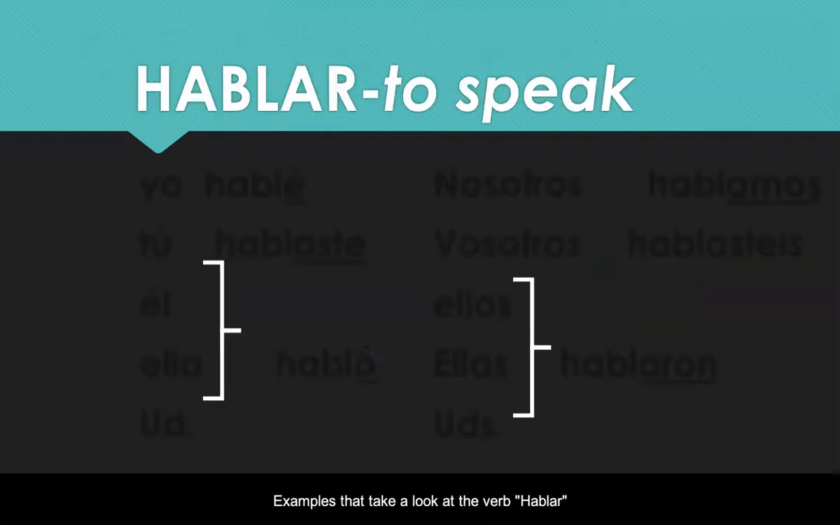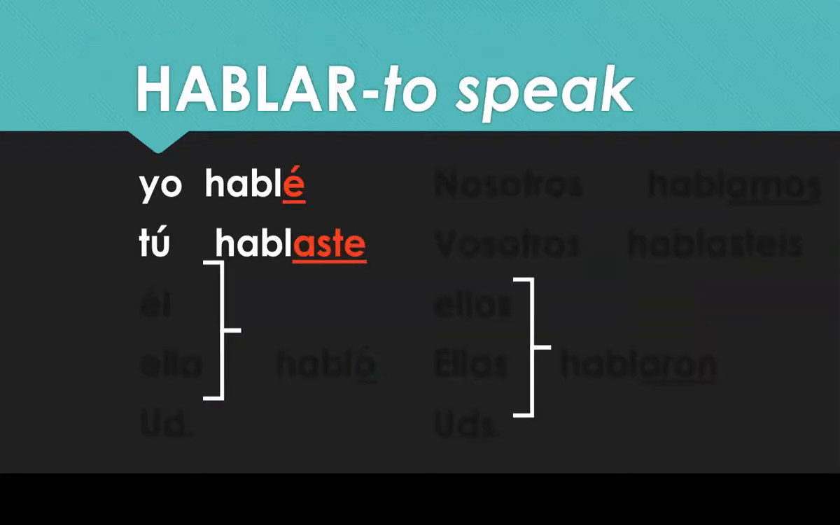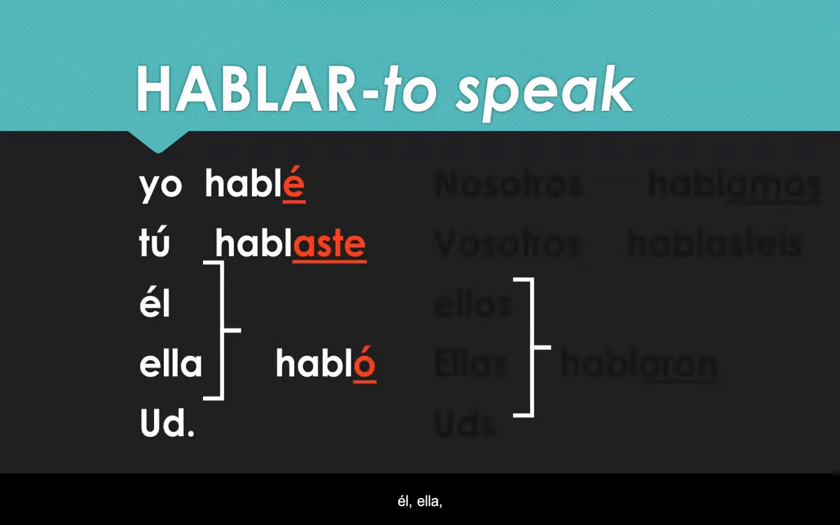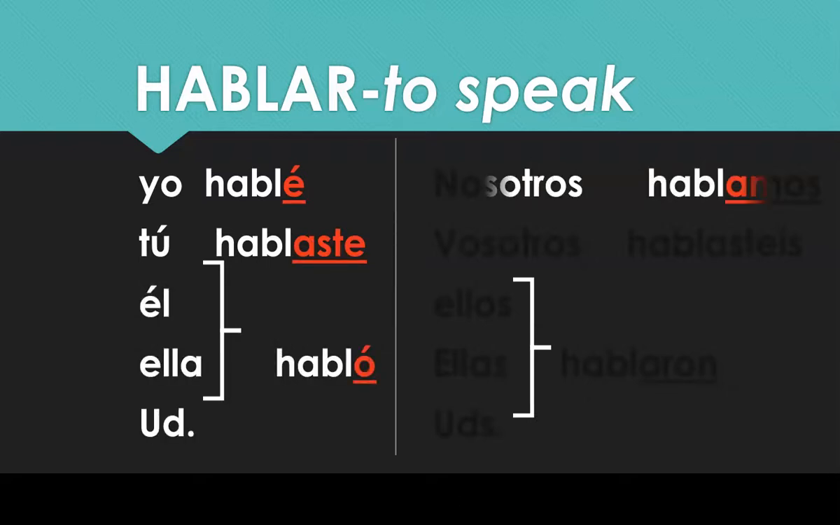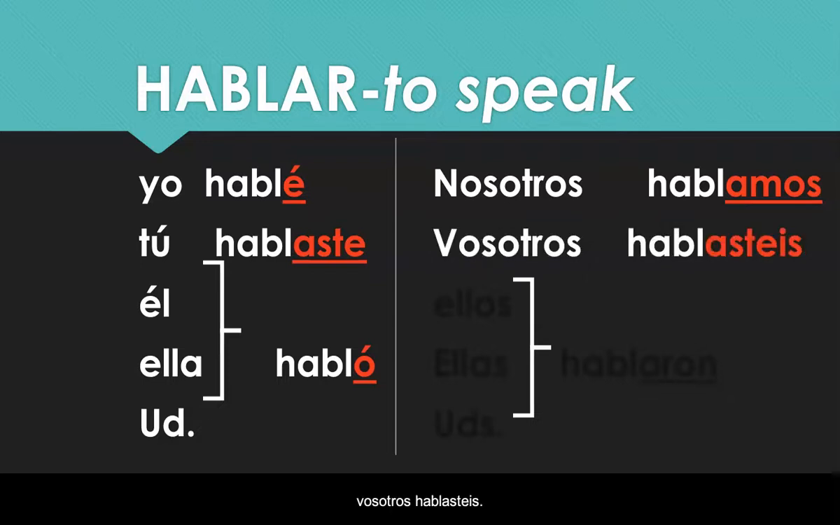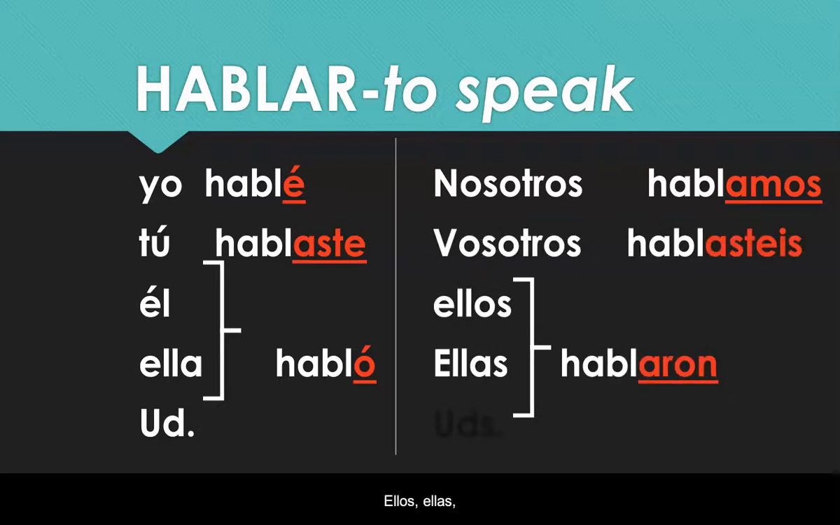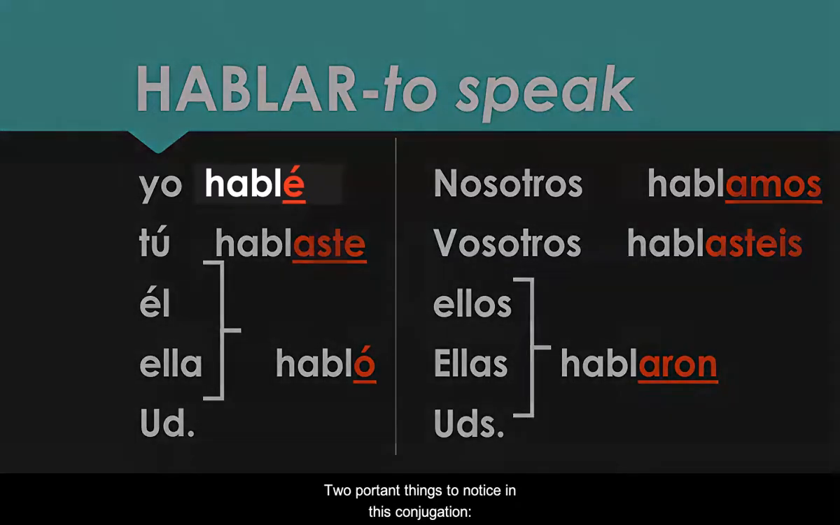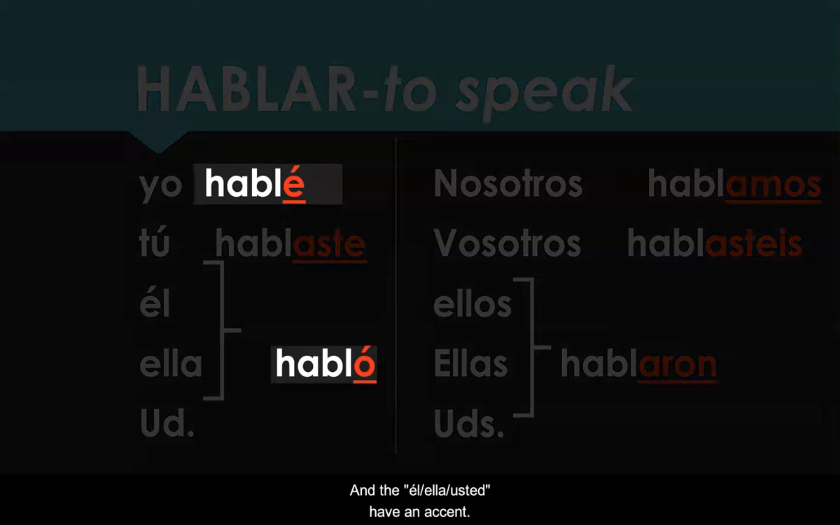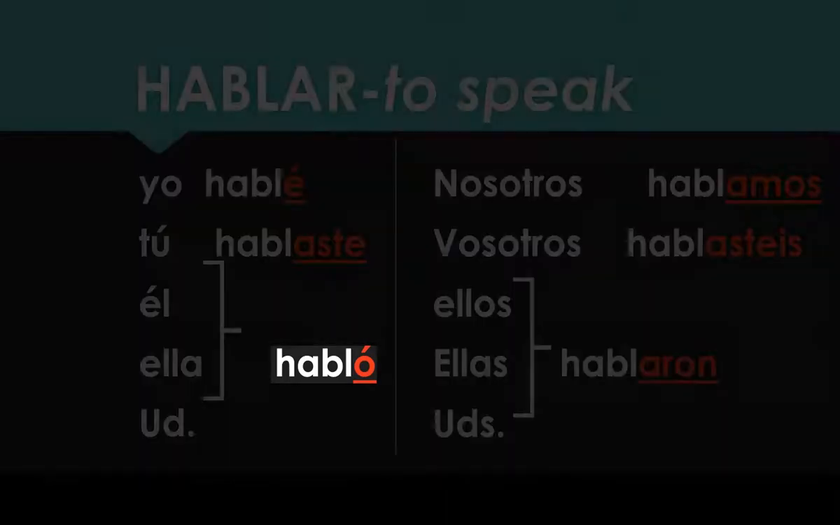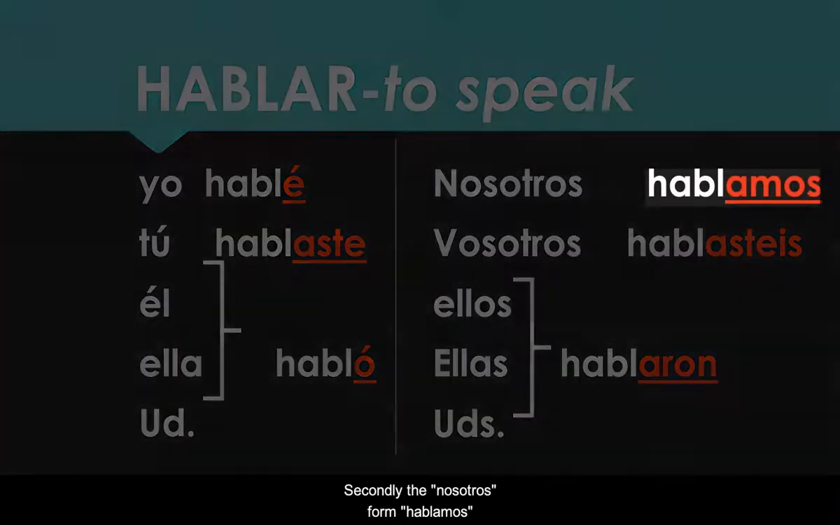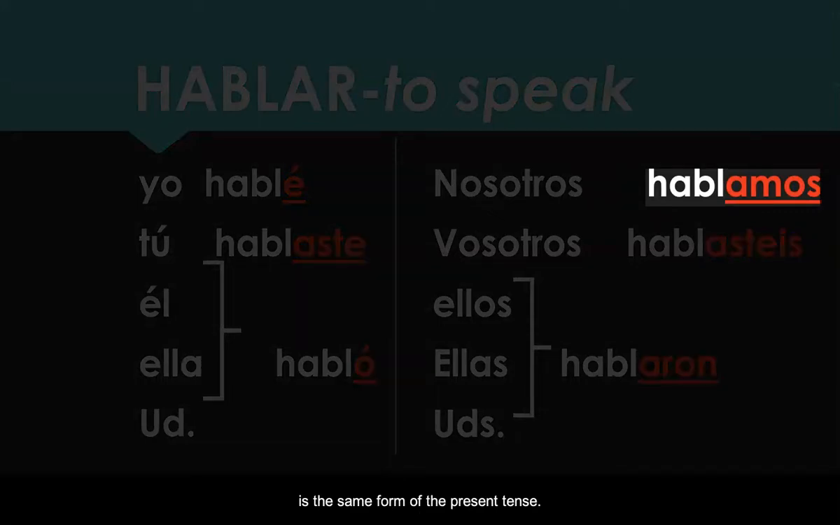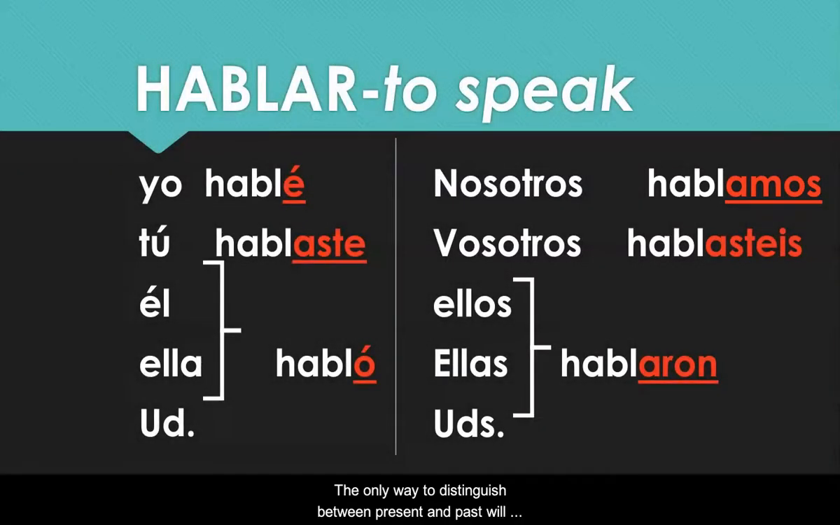Example, let's take a look at the verb hablar. Yo hablé. Tú hablaste. Él, ella, usted habló. Nosotros hablamos. Vosotros hablasteis. Ellos, ellas, ustedes hablaron. Two important things to notice in this conjugation. The yo and the él, ella, usted have an accent. Secondly, the nosotros form hablamos is the same form of the present tense. The only way to distinguish between present and past will be an expression, such as yesterday, last week, etc.